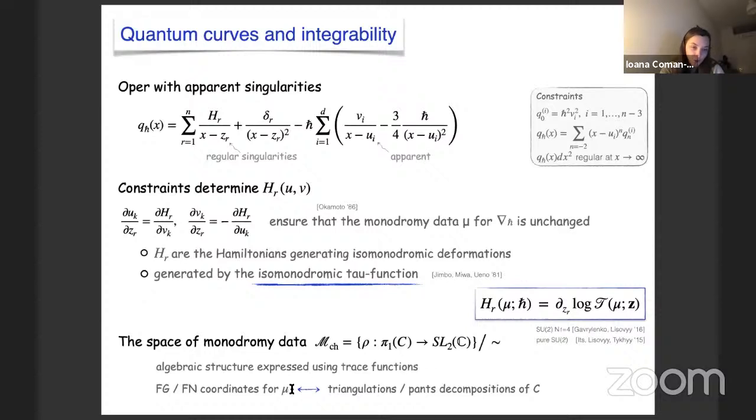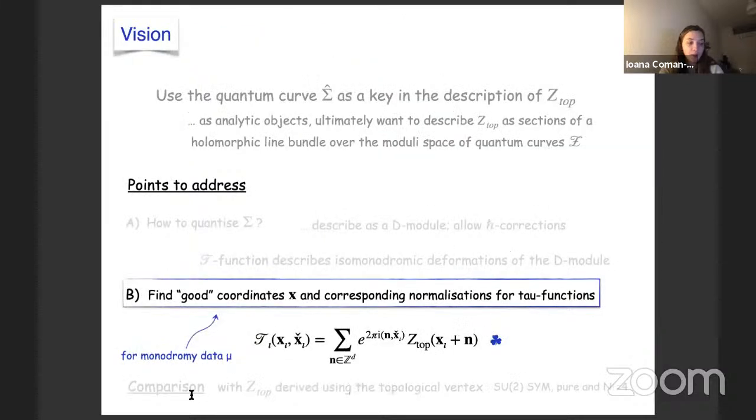Looking at possible parameterizations for the monodromy data, these can be given in terms of Fock–Goncharov coordinates and Fenchel–Nielsen coordinates. Both of these provide rational parameterizations for these trace functions. The Fock–Goncharov coordinates are associated to a triangulation of the base curve, while the Fenchel–Nielsen coordinates are associated to pair of pants decompositions. So we need to look at such parametrizations, and understand how to find appropriate ones in different patches of the moduli space of complex curves.